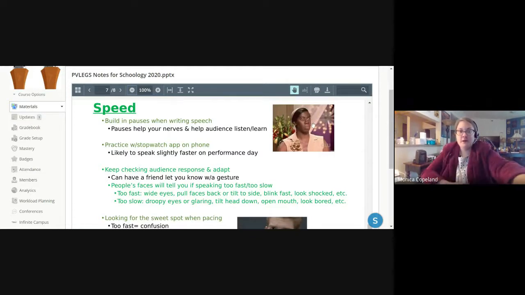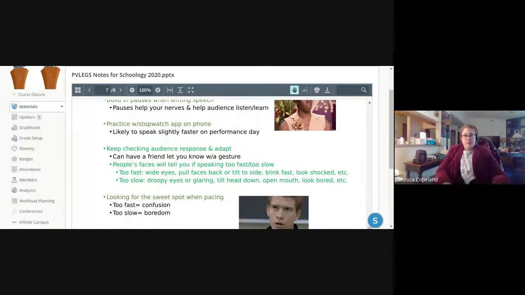They will widen their eyes. They will pull their body and their face back as if your words are going so fast they are hitting them. Sometimes they'll do this, like they're fascinated. Like, what is this creature who is speaking so quickly? They also will, a lot of times, blink quicker if you're going too fast. So the whole thing looks like this. Too fast is that. Too slow is the opposite.